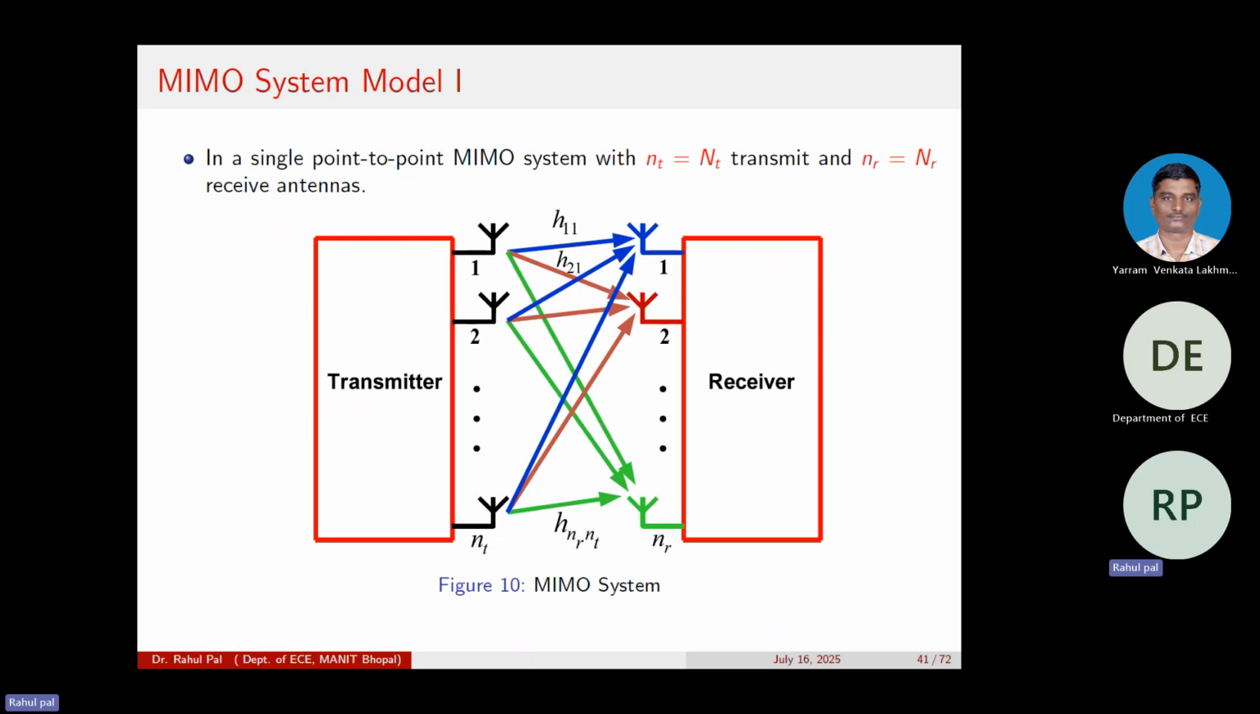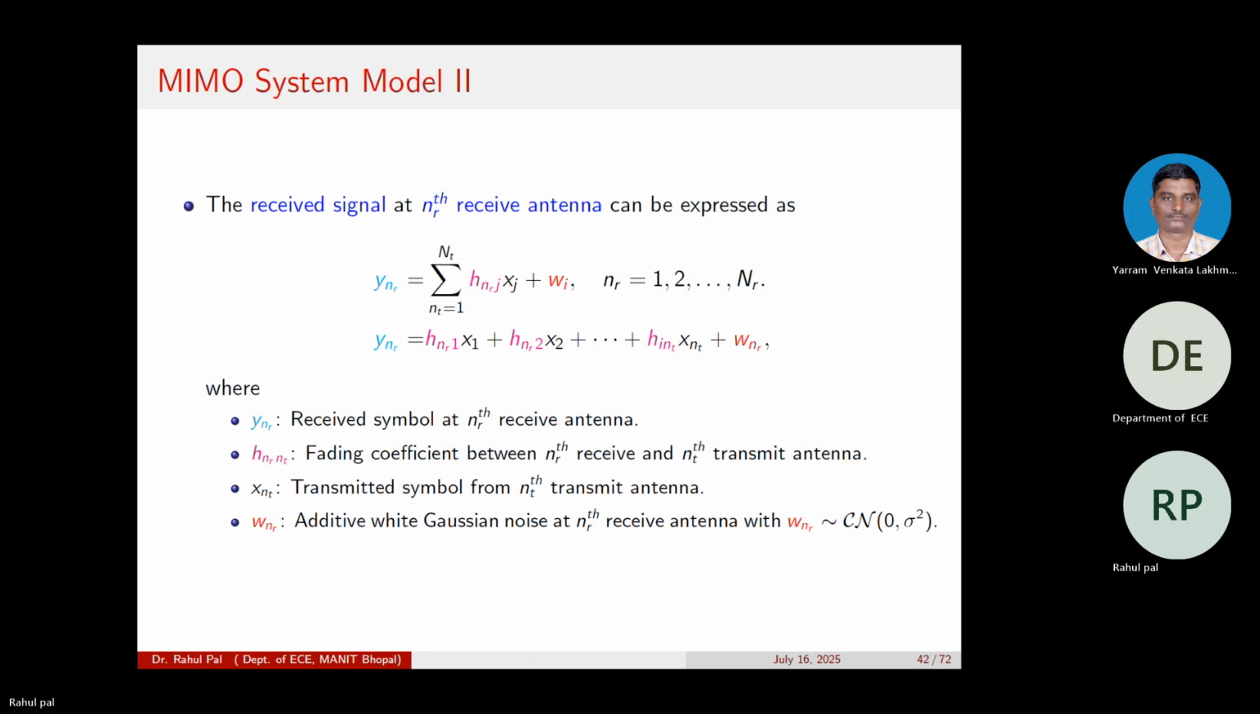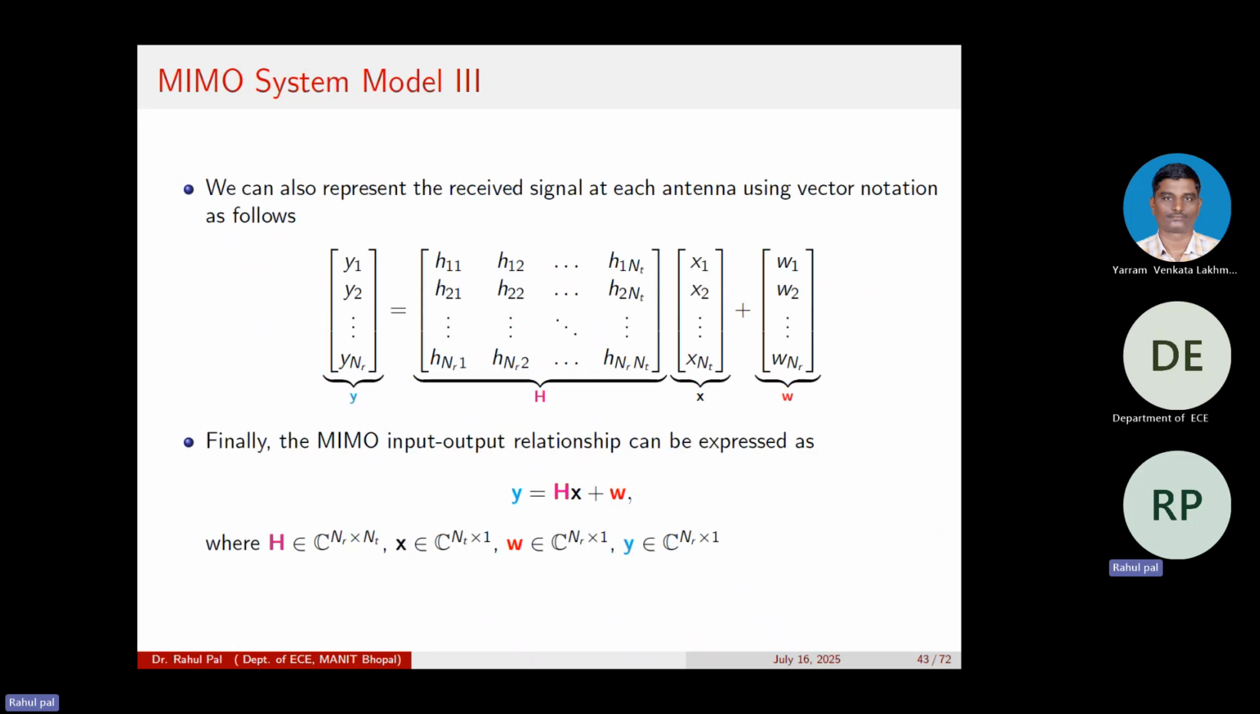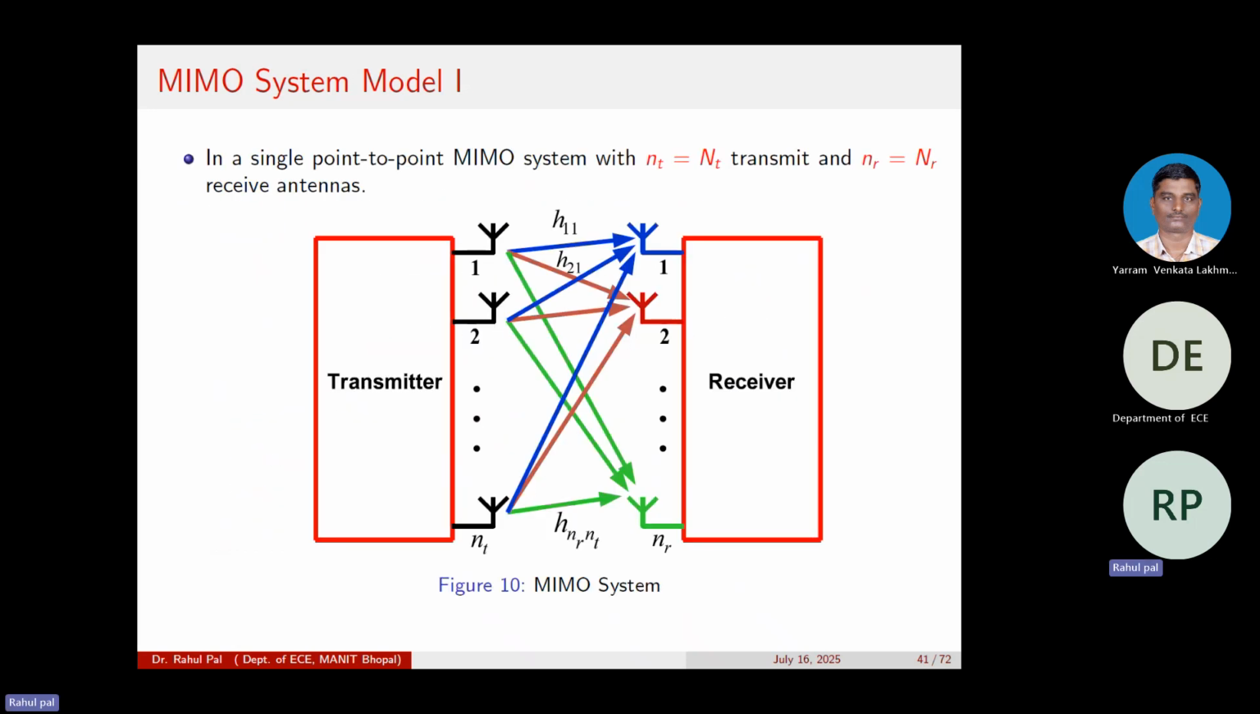Now we have to define the input-output relationship for this system. Y1 is the signal received at the first receiving antenna, and Y2 is the signal received at the second antenna element. Y1 is nothing but this row vector multiplied with the column vector, so H11 into X1, plus H12 into X2, and so on, plus noise. You can see in the figure that at this receiving antenna, the signal is received from all the transmitting antennas, 1 up to NT.